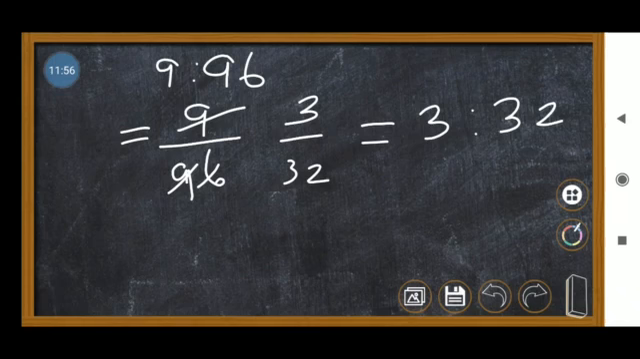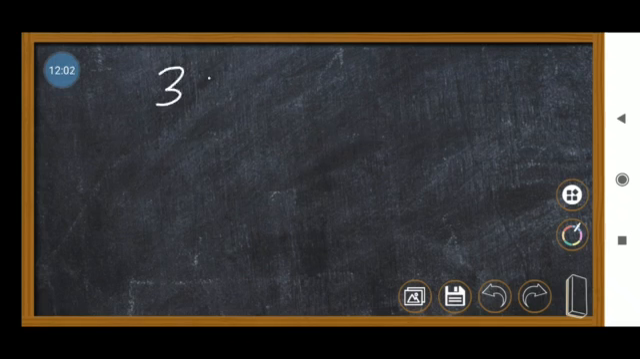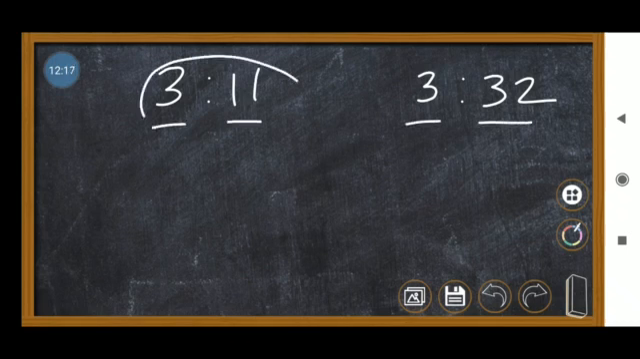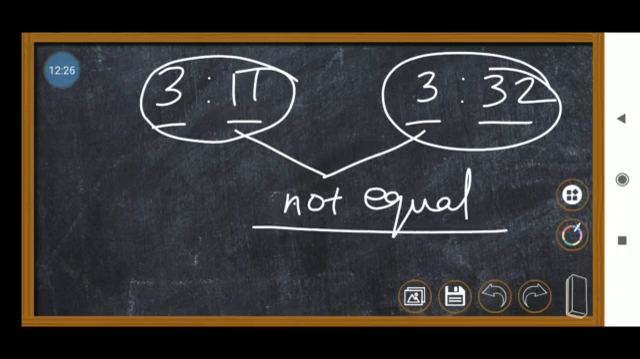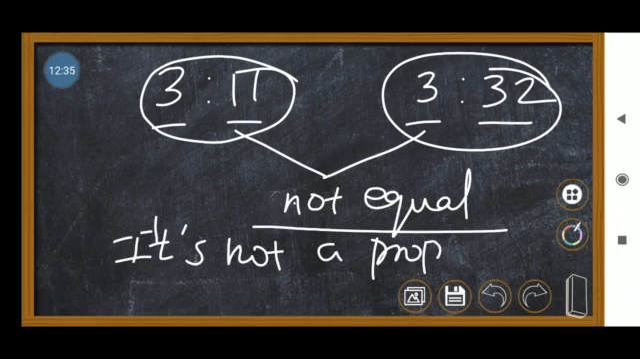Okay. The first case we found 3 is to 11, and the second case we found 3 is to how much? 32, I think so, right? So 32. Now here 3 is to 11, here 3 is to 32. That means this ratio and this ratio will not be equal. Okay, it is not equal. So the ratio is not equal means what we have to write? It is not a proportion. Okay, we have to write it is not a proportion, students.